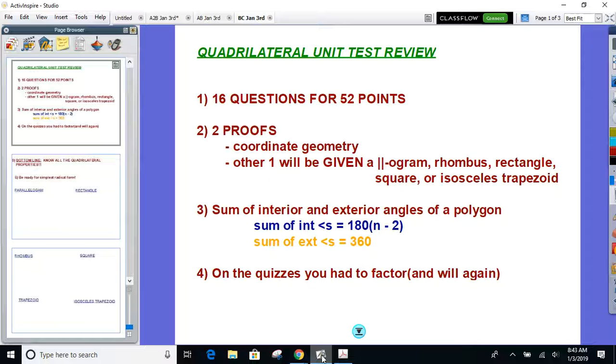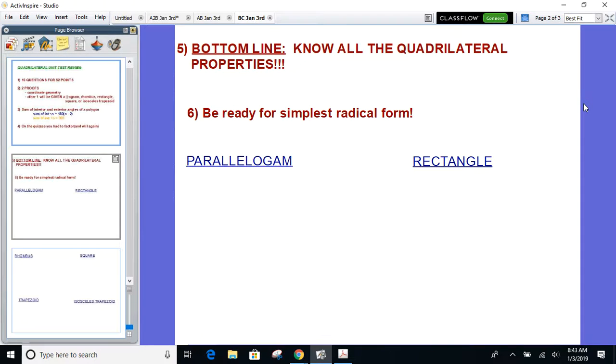Oh, I got more. This isn't it here. 16 questions. It's just going to be this right here, and that's it. I got 14 more to go after the proofs. I don't have much more.